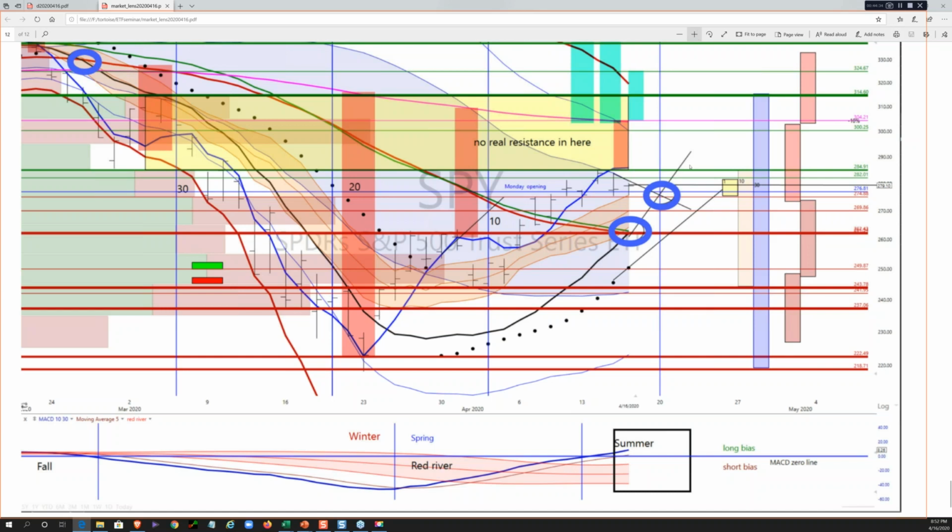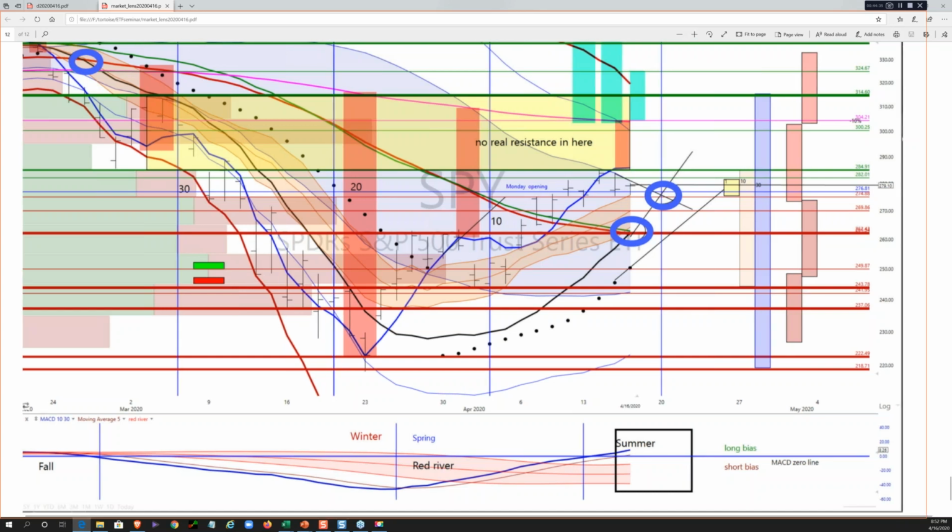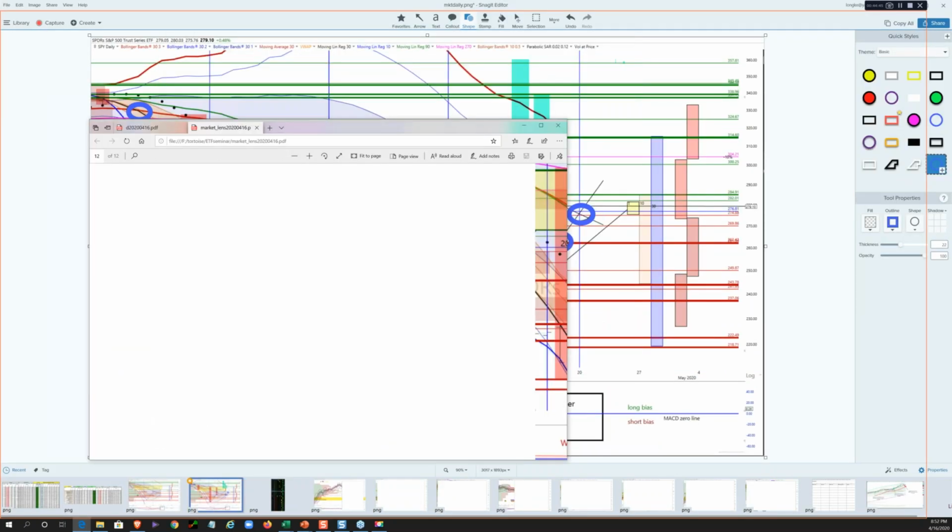So now when I look at today's price action, I see, let's see if I can shift back so you can see my cursor.